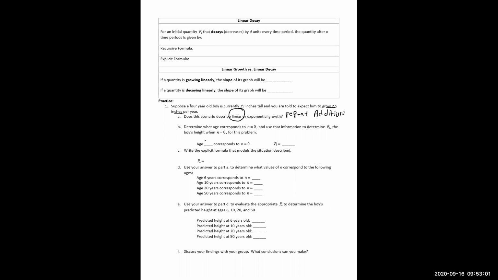Determine what age corresponds to n equals 0 and use that information to determine p sub 0, the boy's height when n equals 0 for the problem. In our problem it says we have a 4-year-old boy. So at age 4, we're at n equals 0. And it tells us that the boy is currently 39 inches tall. So that means our p sub 0, also known as our initial value, is 39 inches.